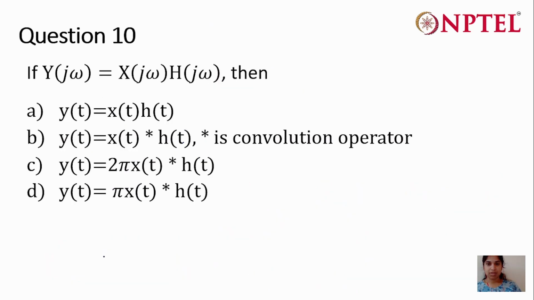I'm moving on to the next question. If Y of j omega is X of j omega into H of j omega, then what can we tell about y of t, x of t and h of t? So in the frequency domain, if X and Y are products of each other, then in the time domain, what will they be?